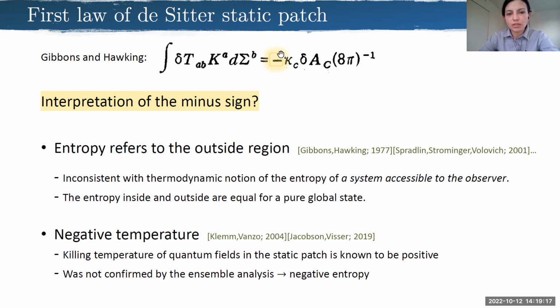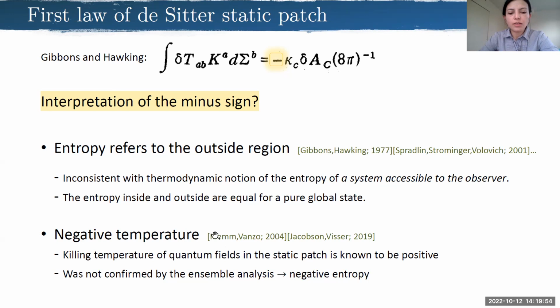Another interpretation of the minus sign was that maybe actually the temperature of the de Sitter static patch is negative. This was supported by the idea that the energy or the Hamiltonian in de Sitter space is bounded above, because there is a maximum mass for any black hole that you could put in de Sitter space. And also the Hilbert space of de Sitter space was argued to be finite dimensional. So maybe this idea of negative temperature could actually work.